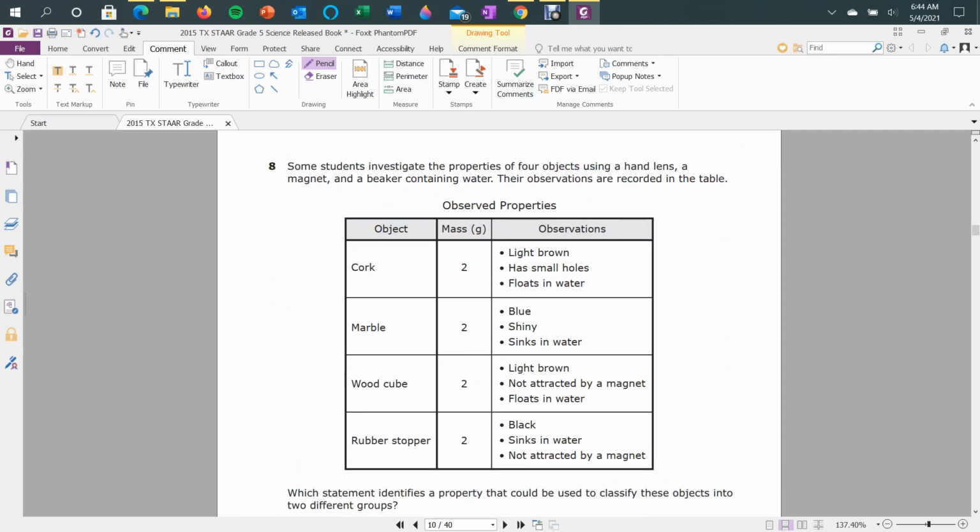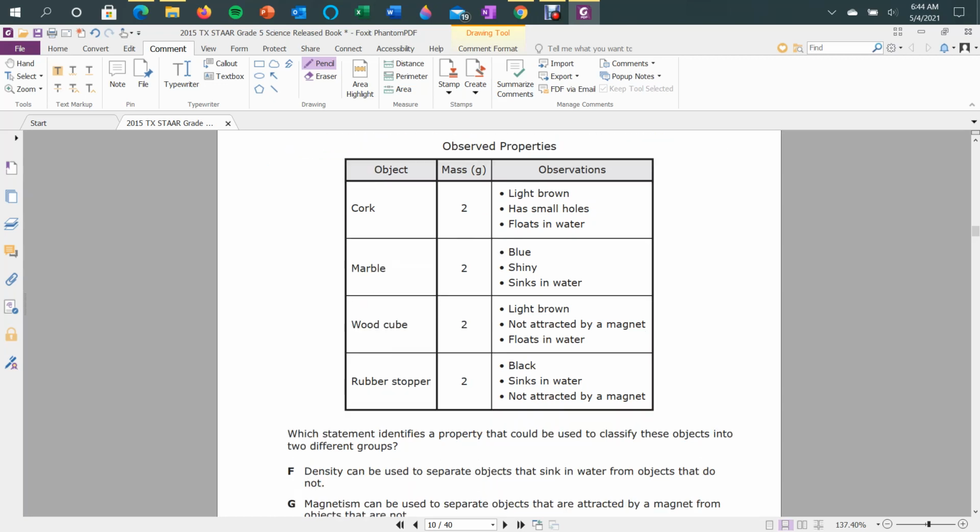But let me tell you. Some students investigate the properties of 4 objects using a hand lens, a magnet, and a beaker containing water. Their observations are recorded in the table below. So we look down here. Which statement identifies the property that could be used to classify these objects into 2 different groups? So we need to classify these objects into 2 different groups. Let's just look at it.